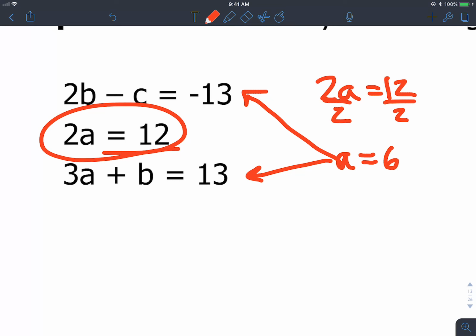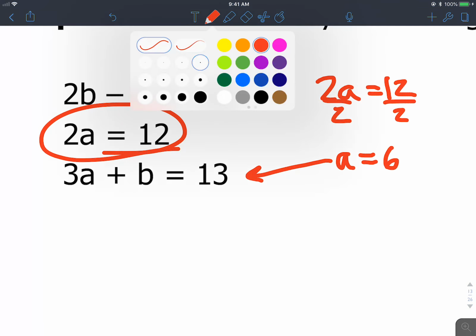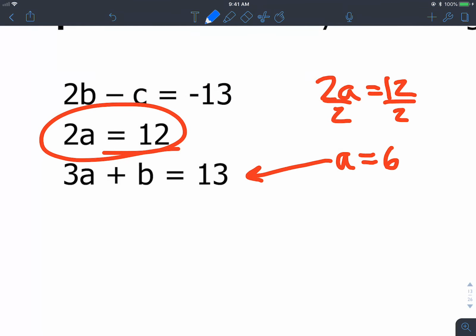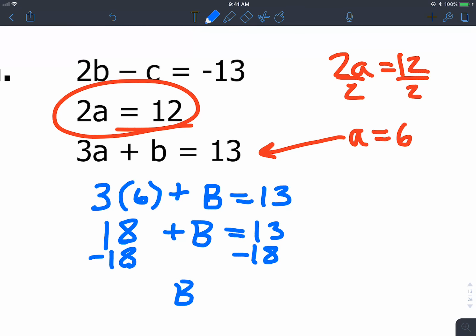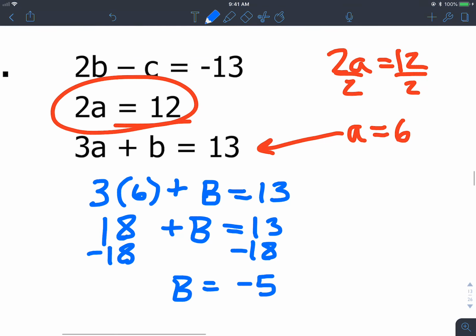So we're going to plug a is equal to 6 into one of those two. Now obviously the first equation doesn't actually have a, so we're going to have to plug it into this second equation. Okay, so when we do that, we're going to have 3 times a, or 3 times 6, and then plus b. And then I'm going to use a capital B just so y'all can see the difference there. My 6's and b's look a lot alike. We get 18 plus b equals 13, and then after that, subtract 18, and that is negative 5 right there.